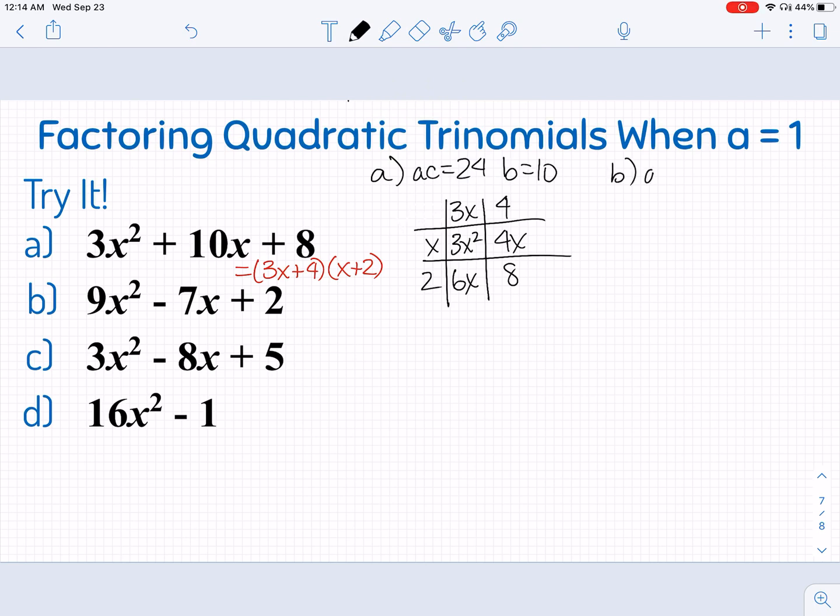Question B. My AC is 18 and my B is negative 7. So factors of 18 that add to equal negative 7. Well, if it was a negative 18, then we could look at it and say, oh, that would be negative 9 and positive 2. But because it's a positive 18, it's actually prime, or not factorable, or cannot be factored.